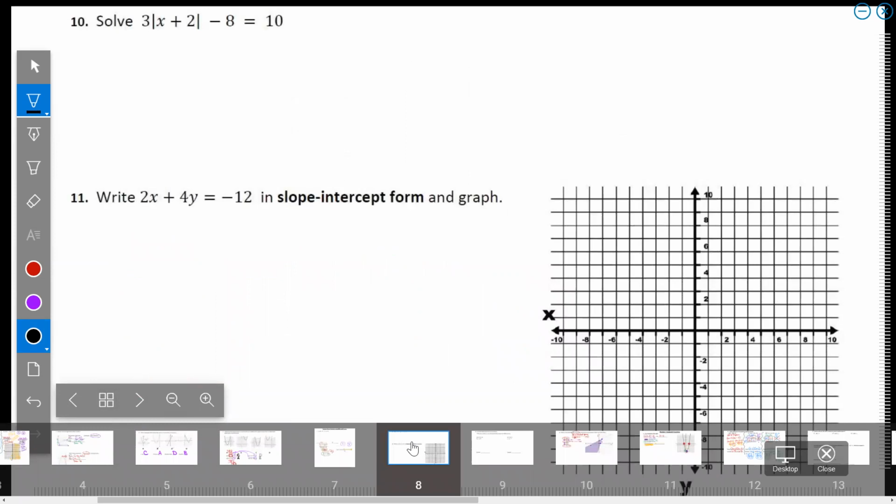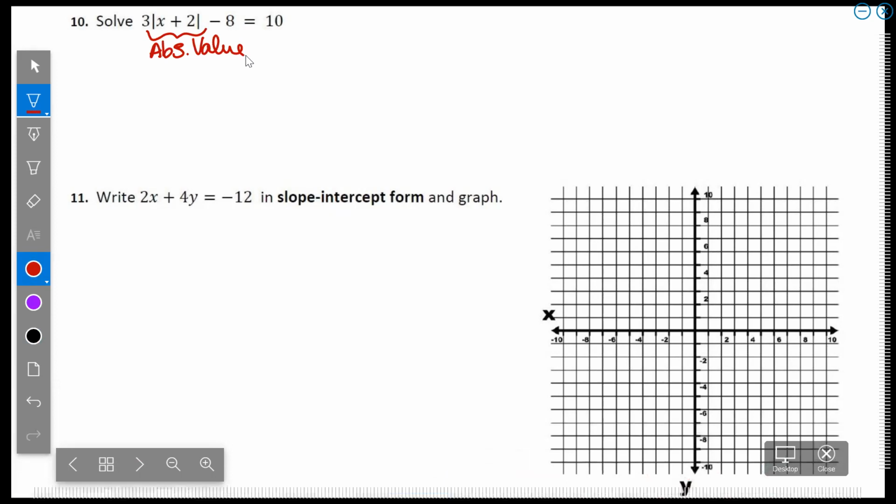Oh, yeah. Do you guys see those bars in this problem? Absolute value, that's exactly what that is. What does absolute value mean? How far away it is from 0. Is my absolute value isolated here? Is it all by itself over there on the left? First thing I have to do is get it all alone.